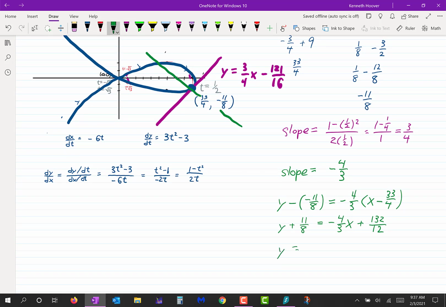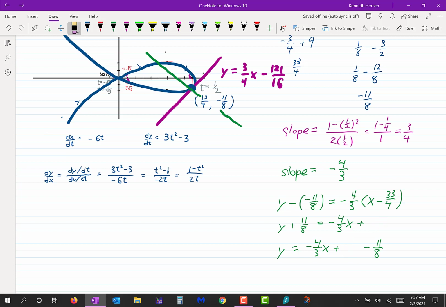So we get y equals negative 4/3 x plus 132/12 minus 11/8. Now we need to work that out. 132/12 minus 11/8. Let's see here. First of all, I see that I actually made that a lot harder than it is. That number is actually just 11.